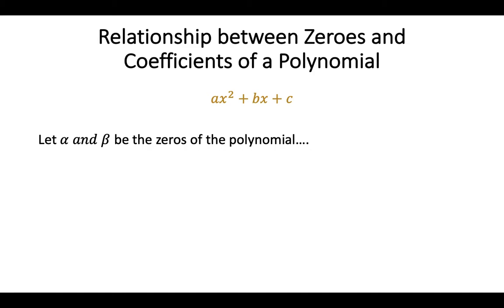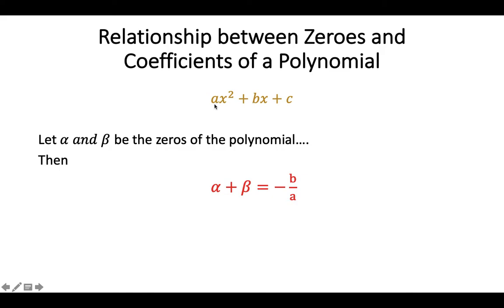Now there is a relation between the coefficients of a polynomial and its zeros. These are known as the coefficients. This a is the coefficient of x square, b is the coefficient of x. Alpha plus beta means if I add the two zeros, what are the two zeros? I don't know, we have to find them. If we add these two zeros, we will get the value as minus b upon a.